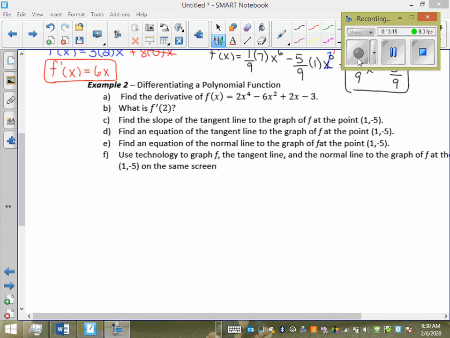So, example 2, differentiating a polynomial function. So now we're going to do exactly what we did before. We're going to find slope of tangent. We're going to find slope of normal. We're going to get the equation of a line, right? All this stuff, but we are not having to go limit as h approaches 0 of f of x plus h minus f of x all over h. We don't have to do that ugliness anymore. We can just use power rule, get ourselves a little tangent, call it a day, right?